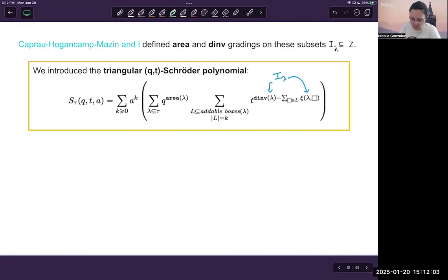The main takeaway here is that notice that we are summing over subpaths or subpartitions of this partition tau, right? So tau is this triangular guy. Lambda is like the subpaths inside it. And associated to each of these subpaths, we associated an infinite subset of integers. And then from these subsets of integers, we were able to get 2 numbers, area and dinv. And these numbers are exactly the ones that are going to give us the exponents of our variables. So q to the area, this is still very similar to what we saw before.